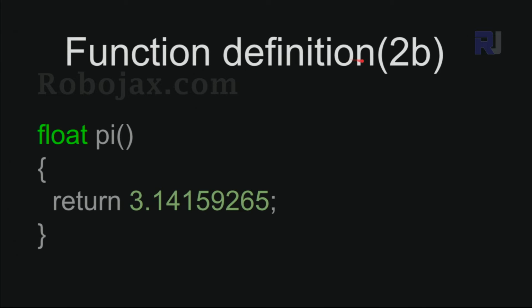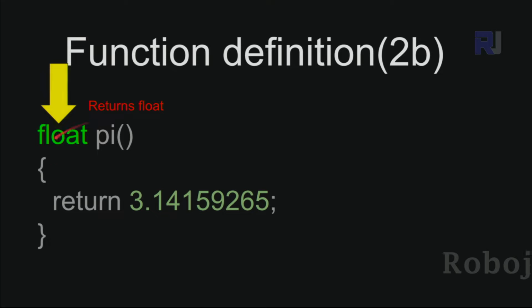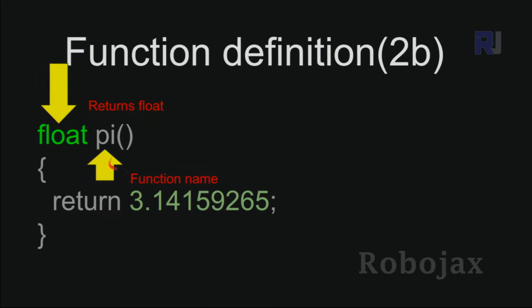And this is another type of function. Here it says float and pi. This is a return type. The return is float. And this is a function name. And it does not have any parameter. It doesn't need anything. So what it does is it returns the value of pi.